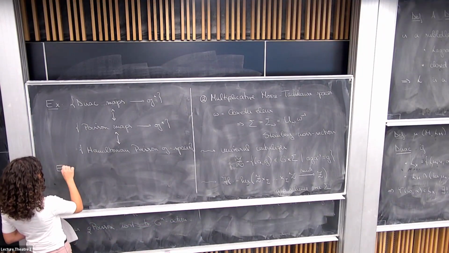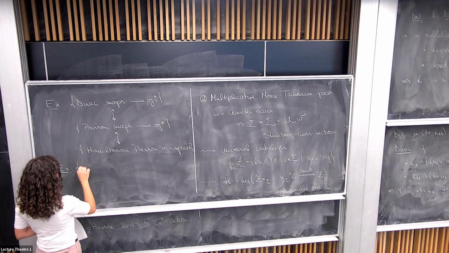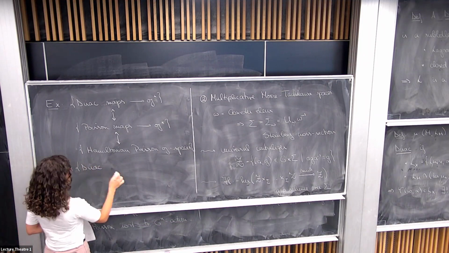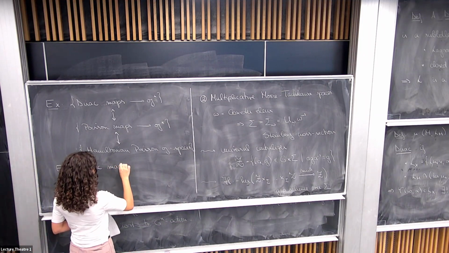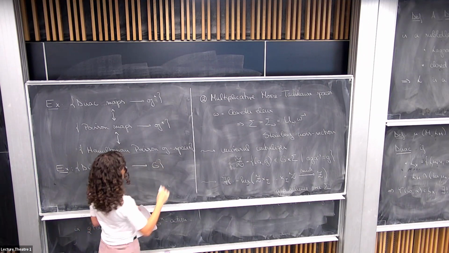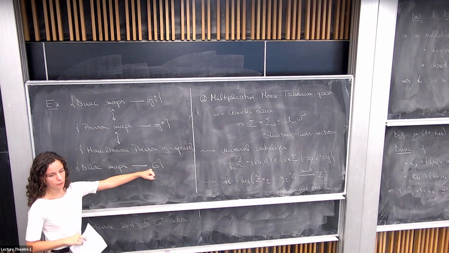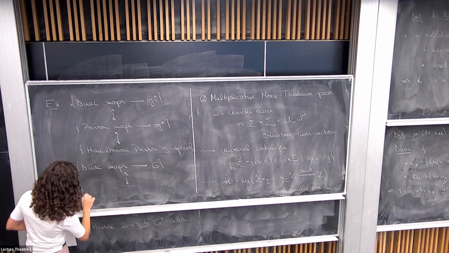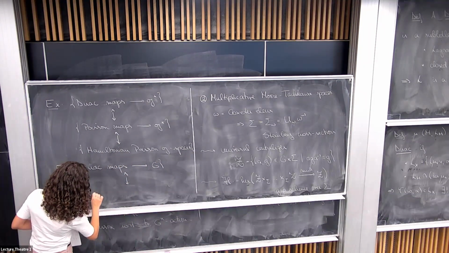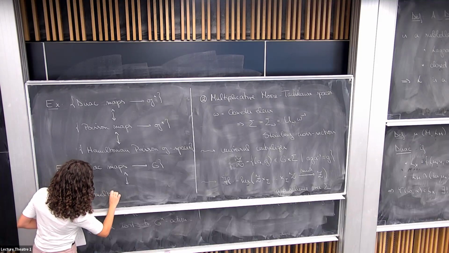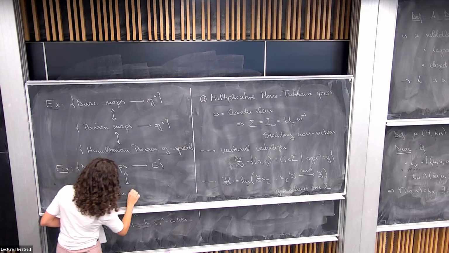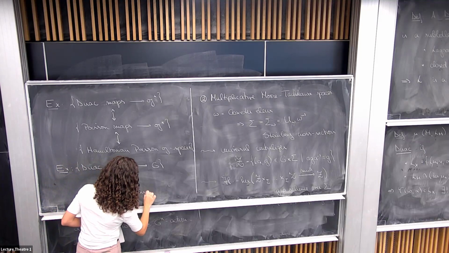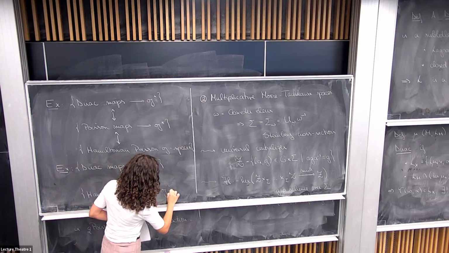And similarly, if I'm interested in Dirac maps into the group G, viewed as a quasi-Poisson manifold, these are going to be in bijection with Hamiltonian quasi-Poisson G-spaces.